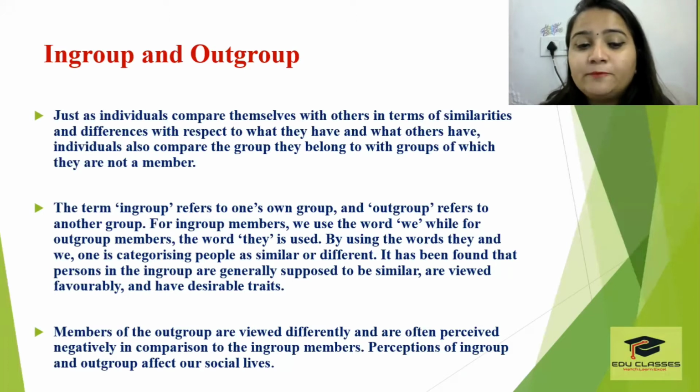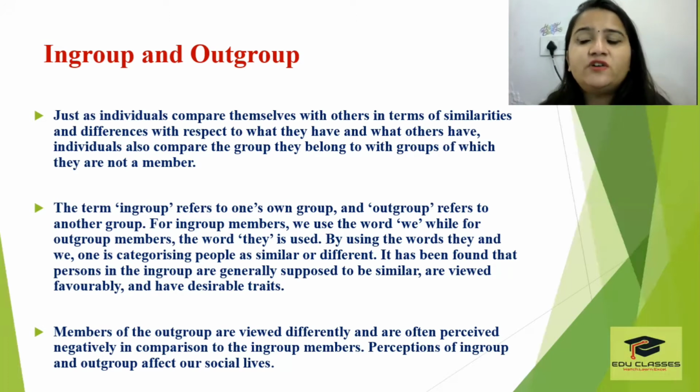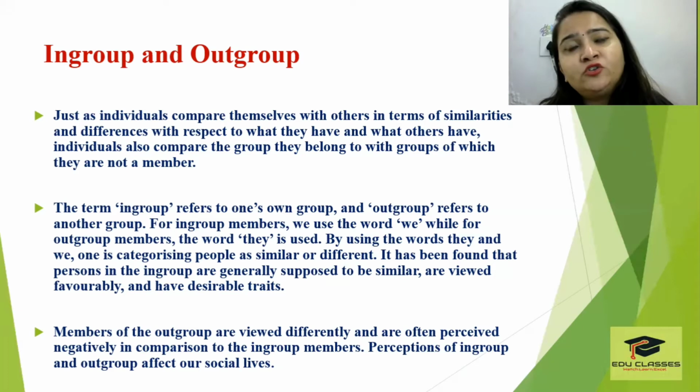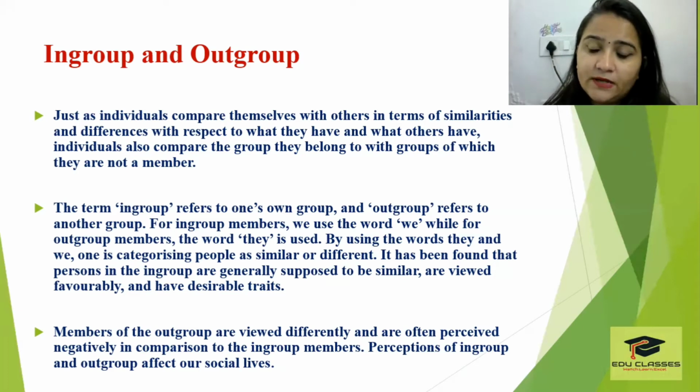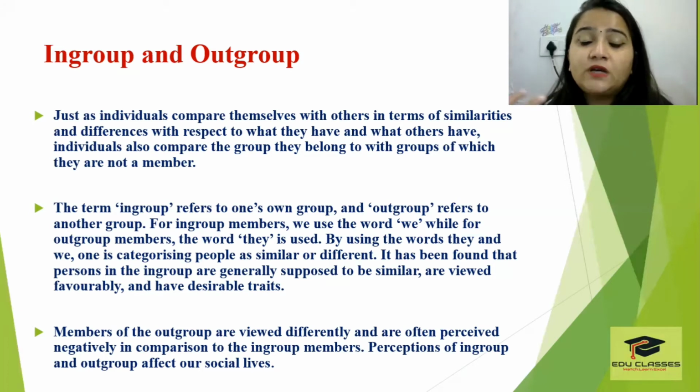It has been found that persons in the in-group are generally supposed to be similar, are viewed favorably and have desirable traits. Whenever there's a competition between the in-group and the out-group, you always feel that our group is better than the other group. We favor people of our group. So this in-group and out-group could be caste, right? So if you're from one caste, all other castes will become the out-group. This could also be religion, or it could be family, or it could be country also.